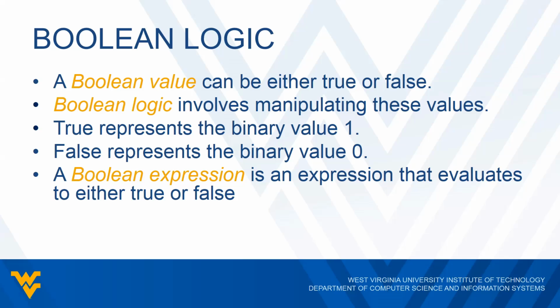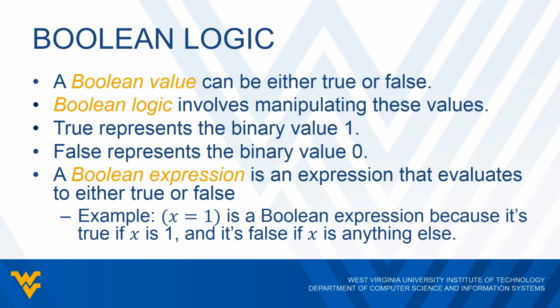Now we're going to define a Boolean expression as an expression that evaluates to either true or false. So just to give you a simple example, let's say we have x equals 1. This is a Boolean expression because it's true if x is in fact 1, and it's false if x has any other value.